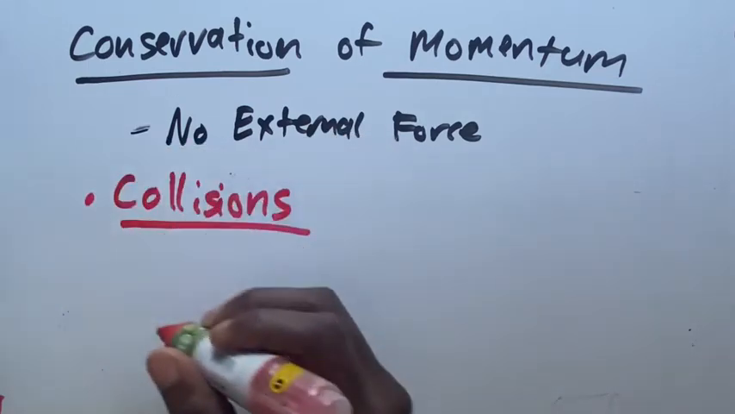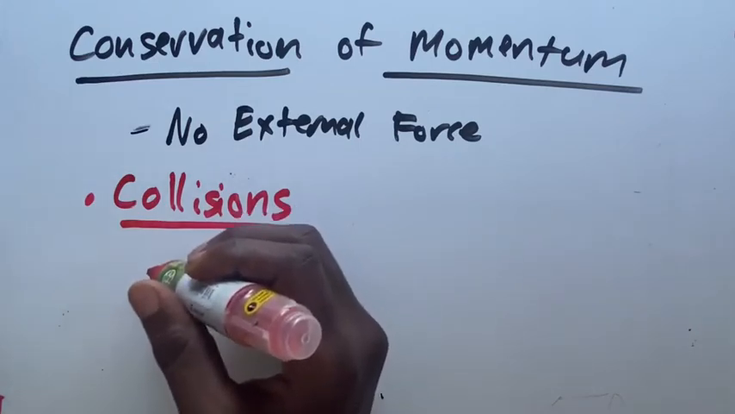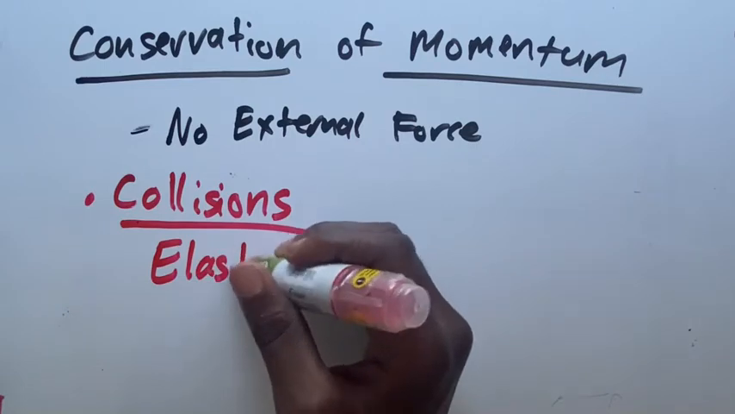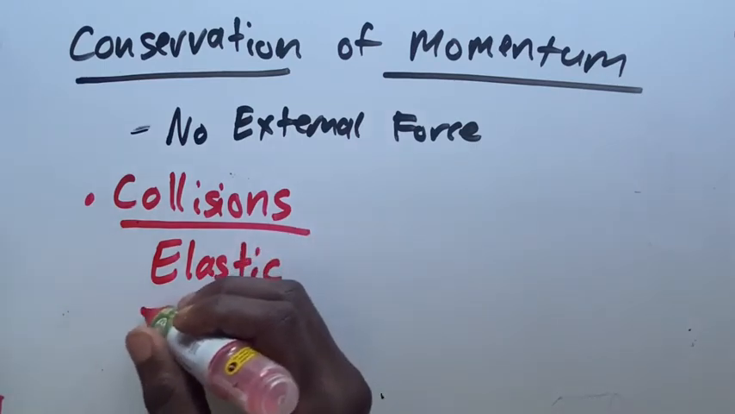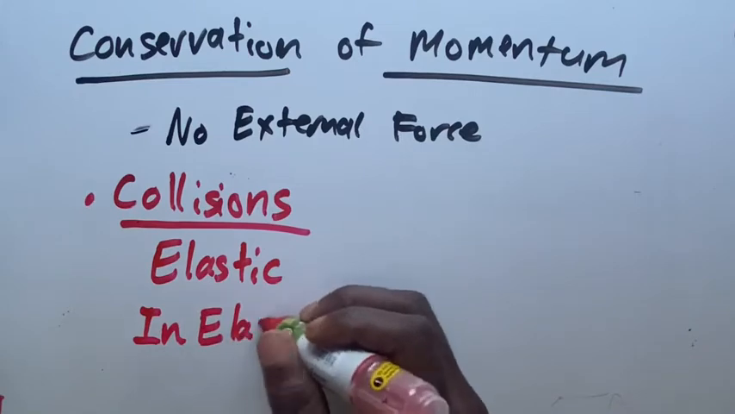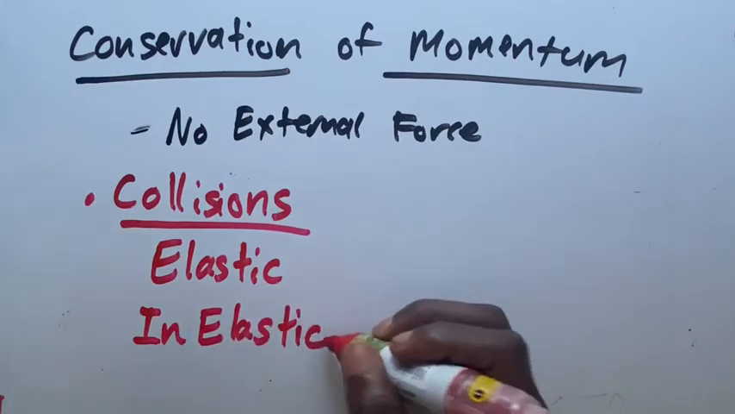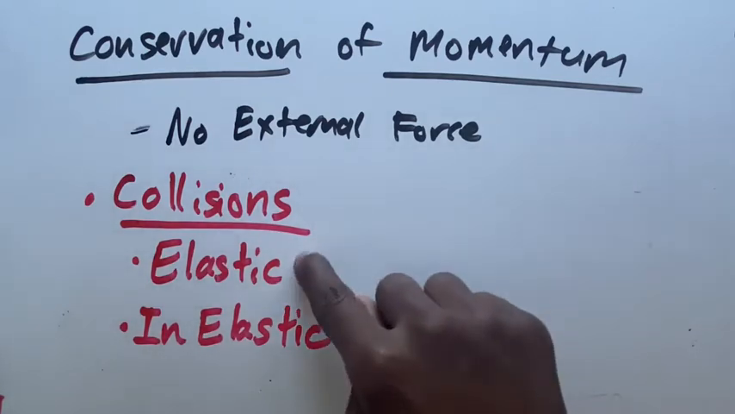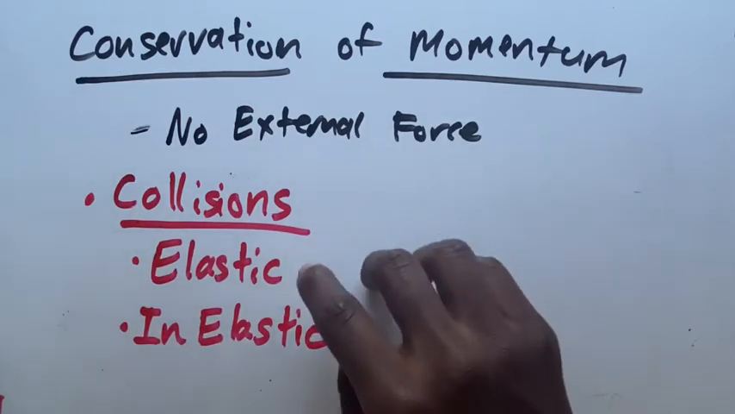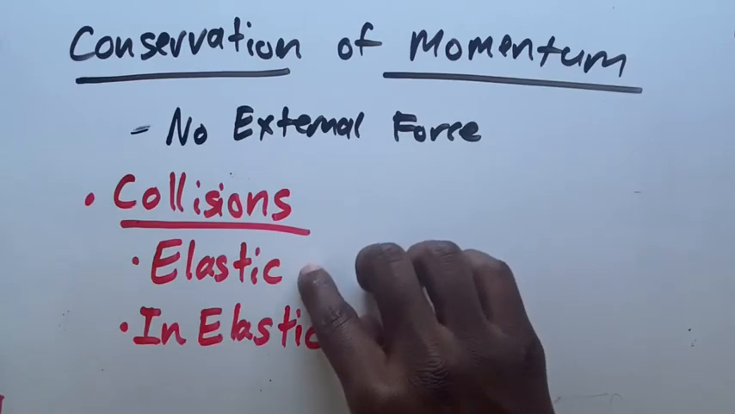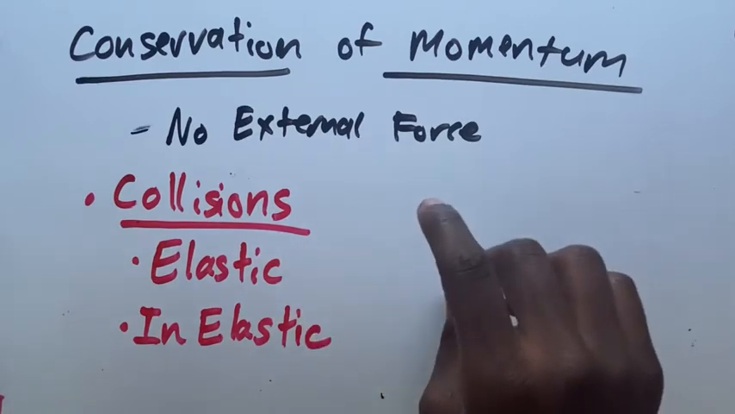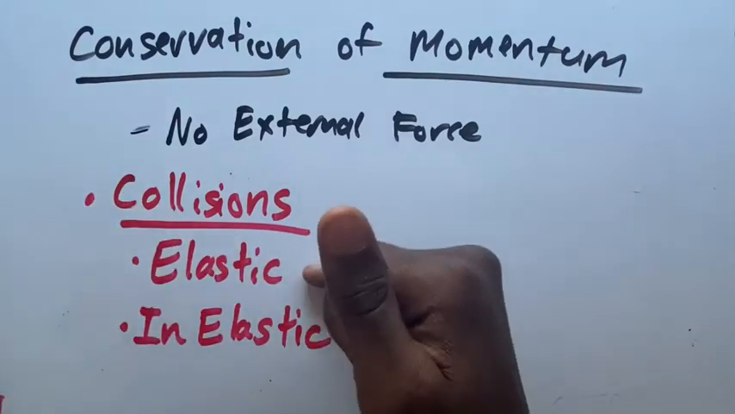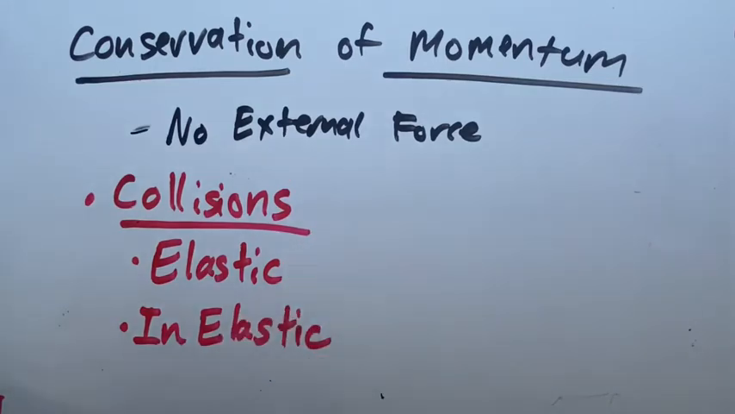Collisions. So there's two types of collisions: elastic collisions and inelastic collisions. An elastic collision basically means one object hits another object and they basically bounce off of each other. So whenever you hear elastic, you can kind of think of the word bounce.